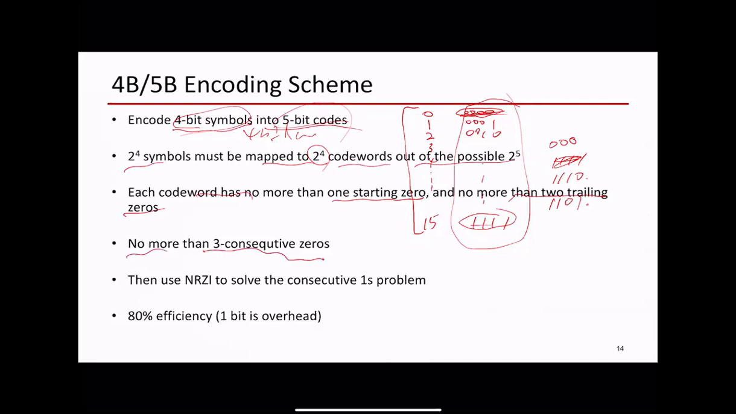Then use NRZI to solve the consecutive ones problem. We know the ones problem: consecutive ones are prone to error, therefore I can eliminate those. Consecutive zeros are prone to error too, so I can eliminate them. So it is 80% efficiency, because I only utilize 4 bits of code out of 5 bits. Therefore we call it 80% efficiency, and I use 1-bit overhead. Okay, so it is useful, and we are using this pattern.